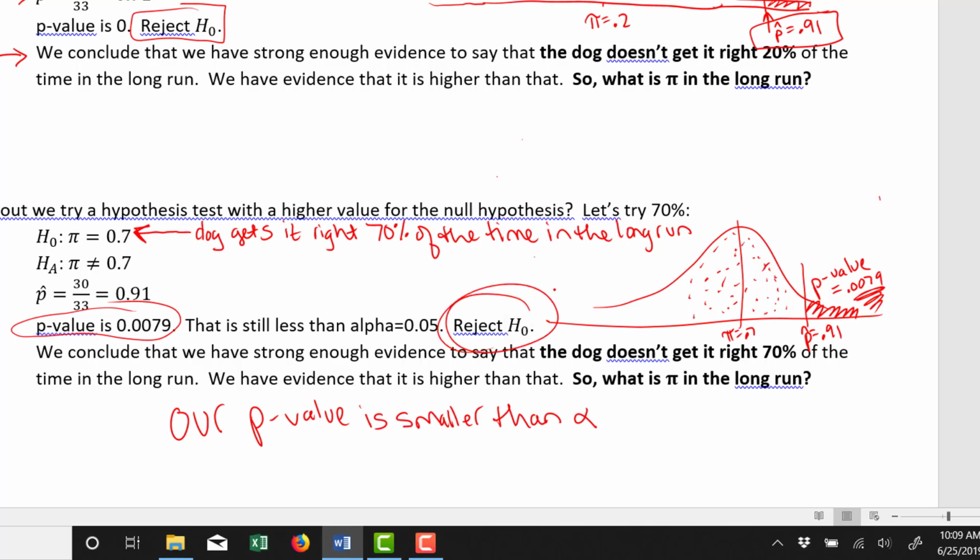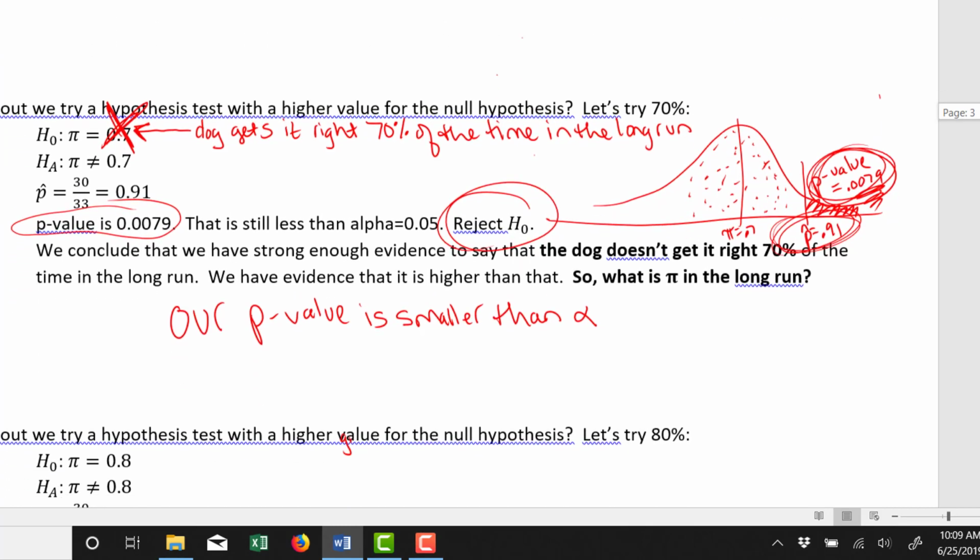So again, we say, no, it does not seem like the dog's getting it right 70% of the time in the long run either, because we observed a sample statistic that was much higher than that. It's very improbable that we would see a sample statistic like we saw if it were true that the dog were getting it right 70% in the long run. All right, so again, we might say, all right, it's not 20% in the long run. It's not 70% in the long run.